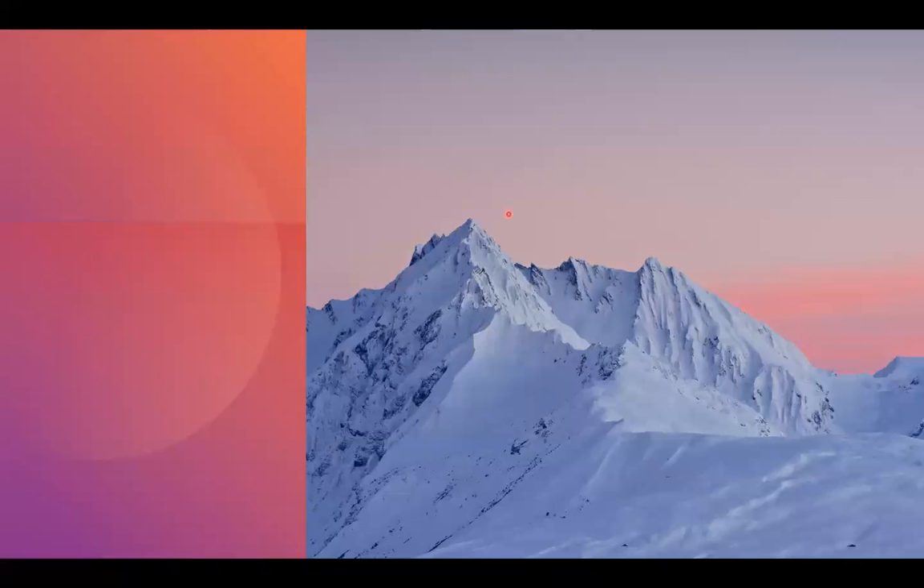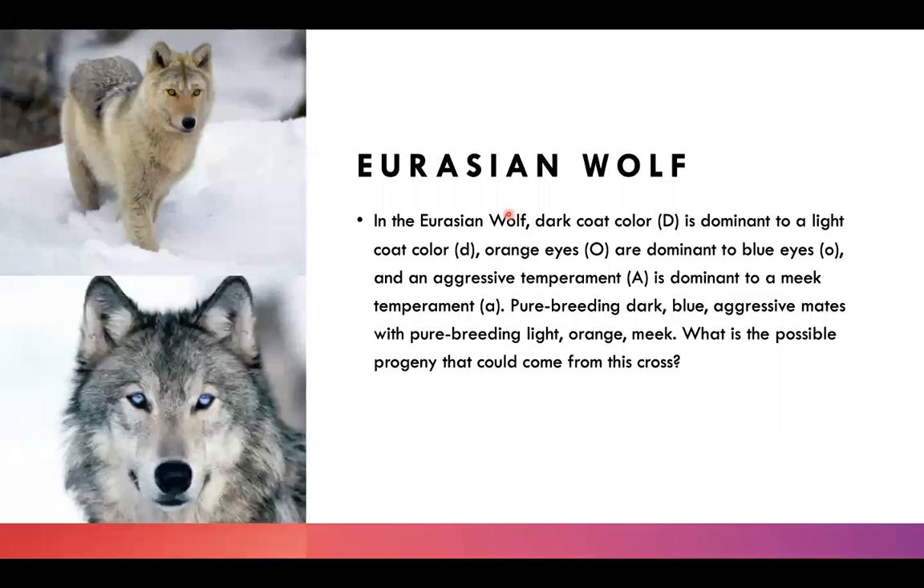Today, we'll be taking a look at three-point mapping. And we'll be using the Eurasian wolf for our example. So in the Eurasian wolf, dark coat color is dominant to light coat color. Orange eyes are dominant to blue eyes, and aggressive temperament is dominant to a meek temperament.